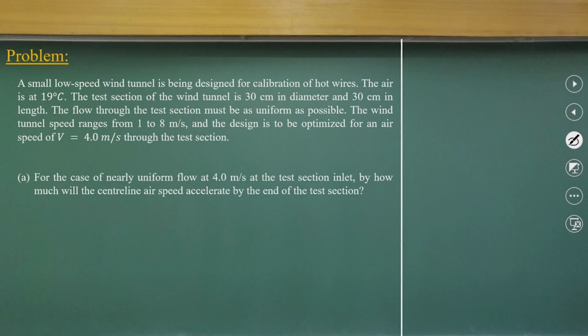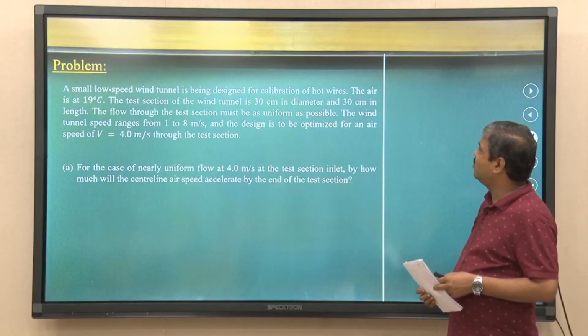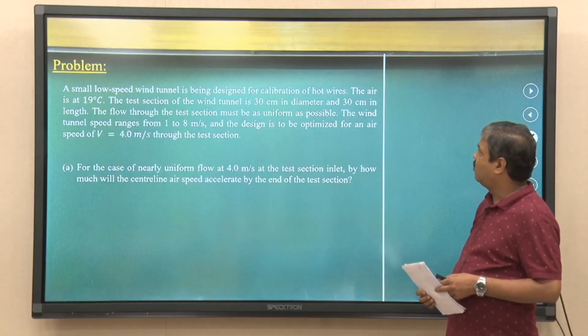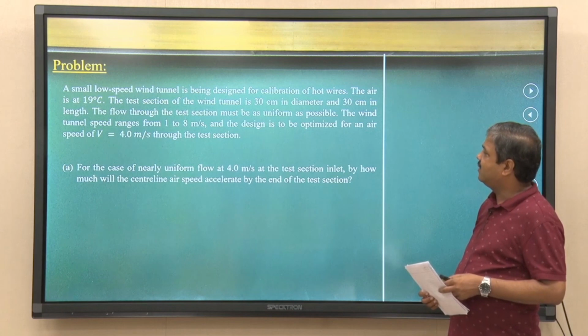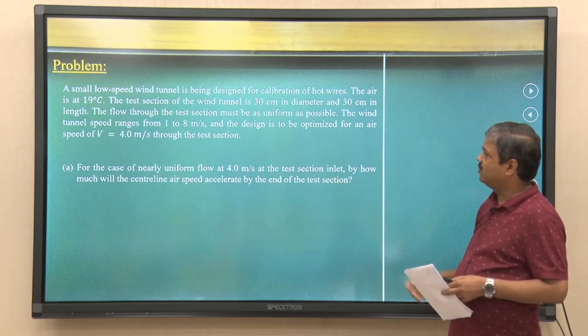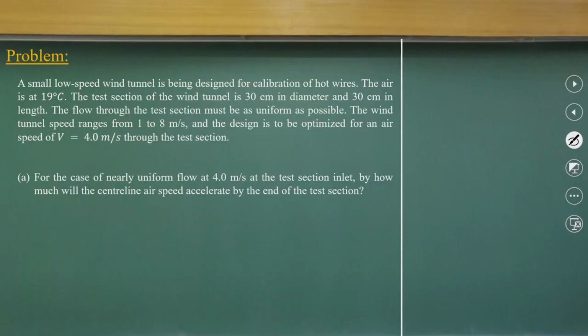A low speed wind tunnel is being designed for calibrating hot wires. Air is at 19 degrees. So, this is the air flow system. The test section of this wind tunnel is 30 centimeters in diameter, and 30 centimeters in length. So, the length is given to us.